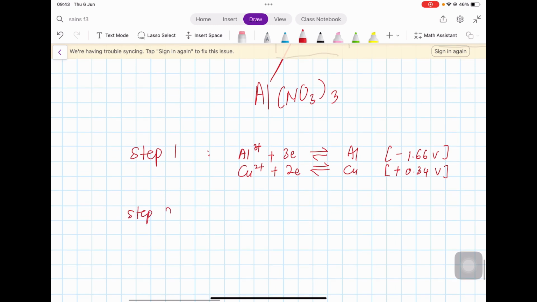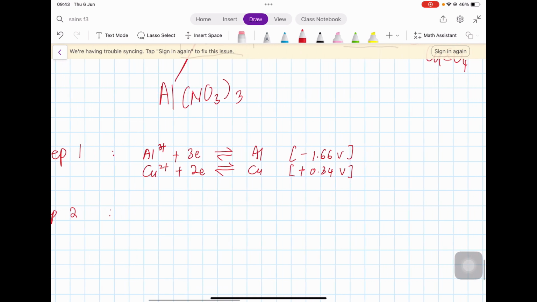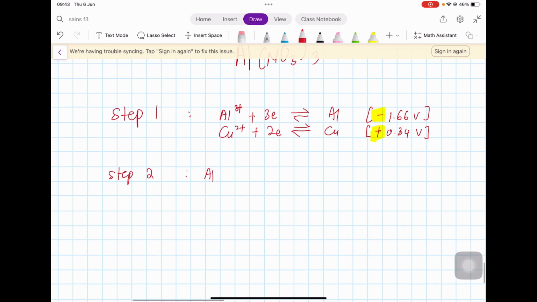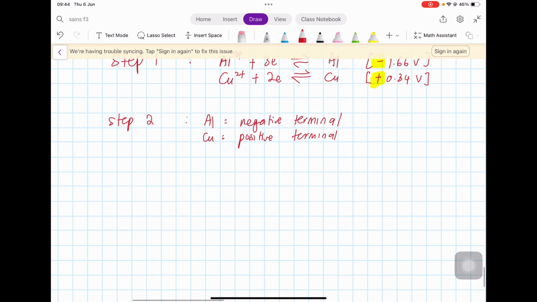Step 2 is to identify which one is the negative terminal and which one is the positive terminal. So from what I see here, nampak tak the sign? It's clear that the one that sits at negative is the more negative one, meaning aluminium will sit at the negative terminal. Okay, settle.